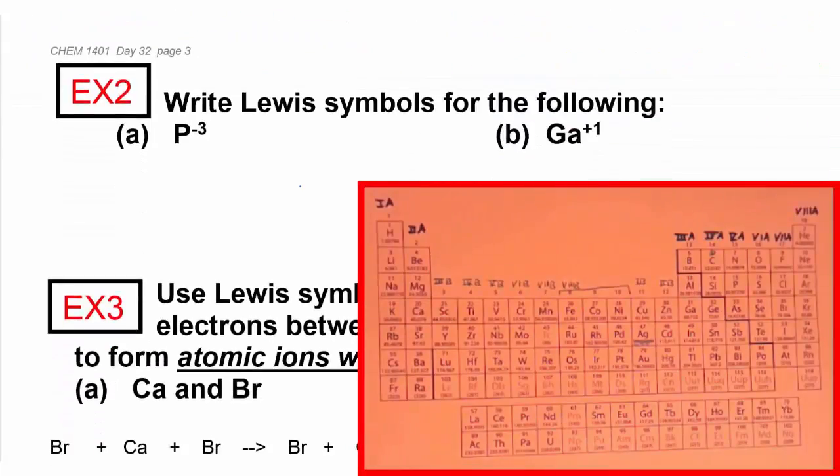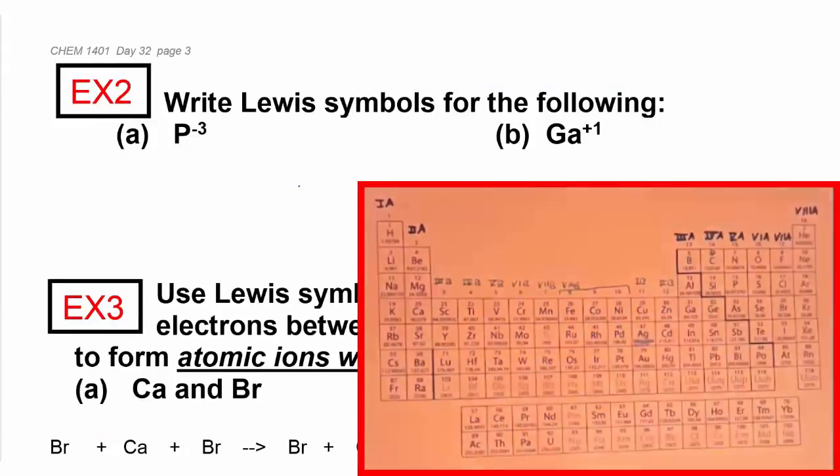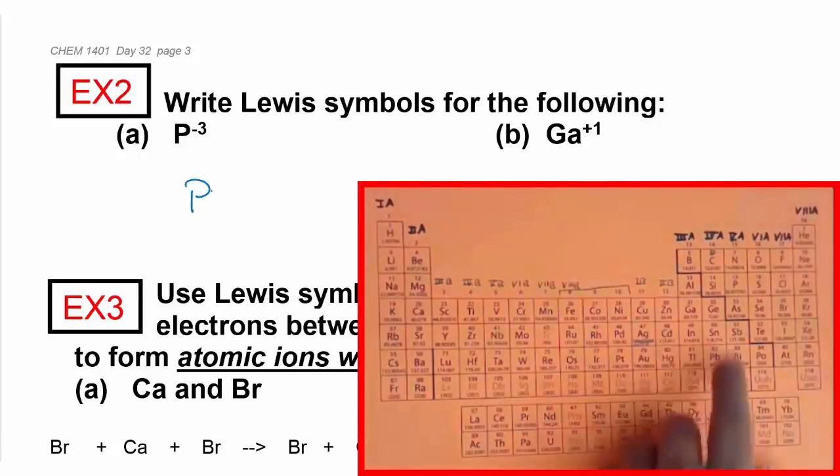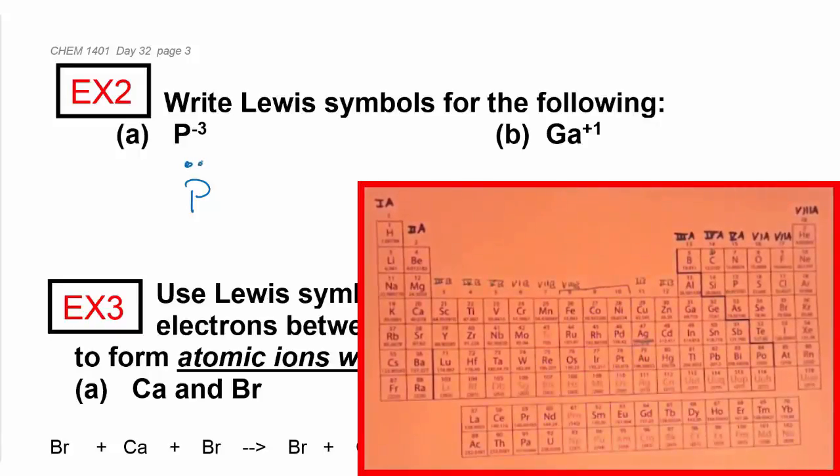Write Lewis symbols for the following. Phosphide. Phosphorus has how many valence electrons around it? Phosphorus has 5. And we have 3 extra, so that means 8 total. 2, 4, 6, 8. And we need to draw brackets to represent the -3, how the -3 is distributed over the entire atom.